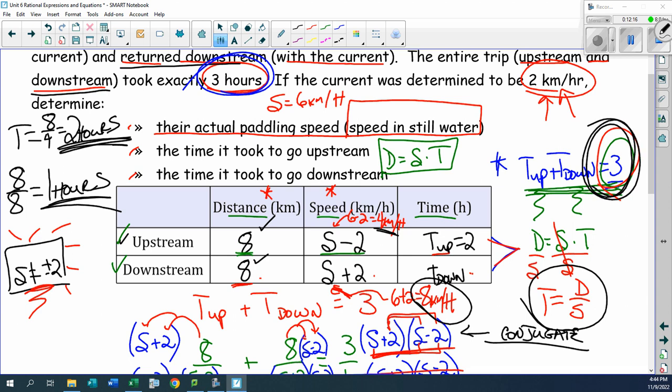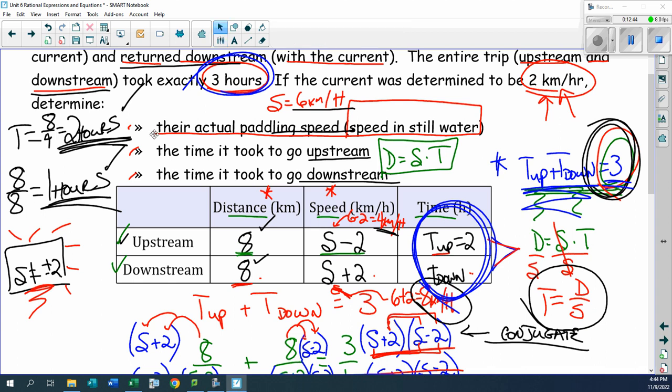Isn't that neat how all of this works out? So actual paddling speed, 6 kilometers an hour. The time it took to go upstream, 2 hours. Time to go down, 1 hour. Beautiful. Look how that works. And the most important thing here, ladies and gentlemen, it was all based on the fact that you were given T up plus T down is 3 hours, and you work the equation from there. What a great question.